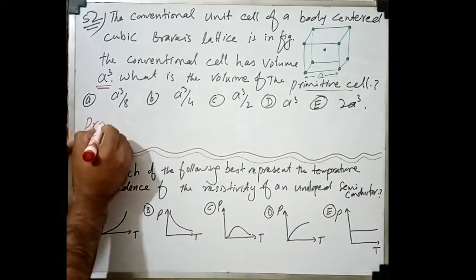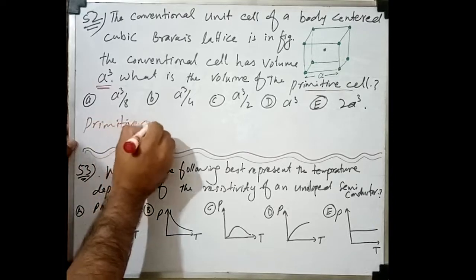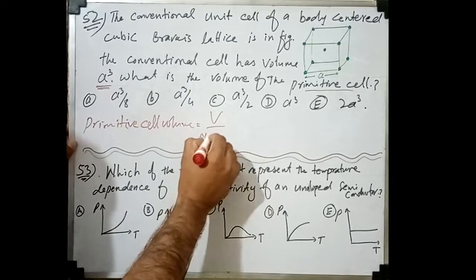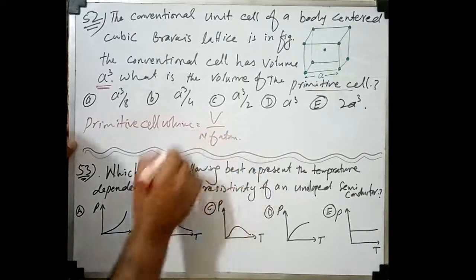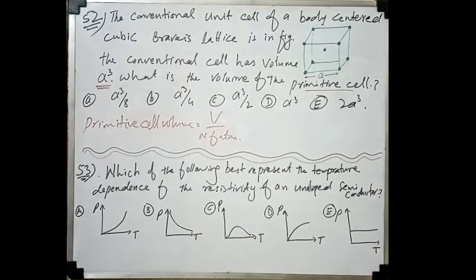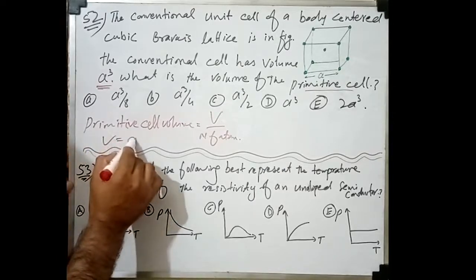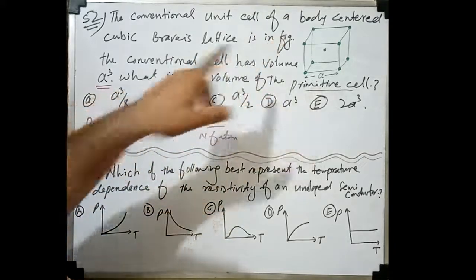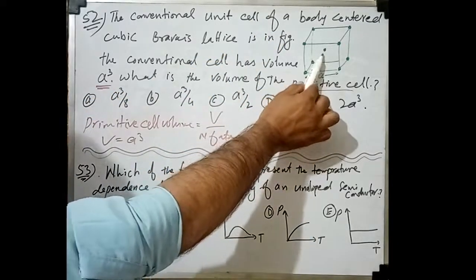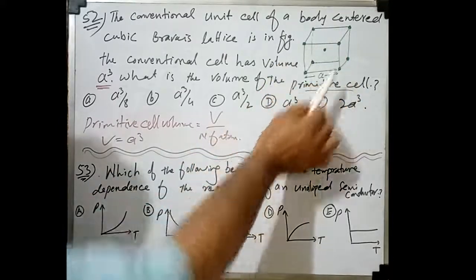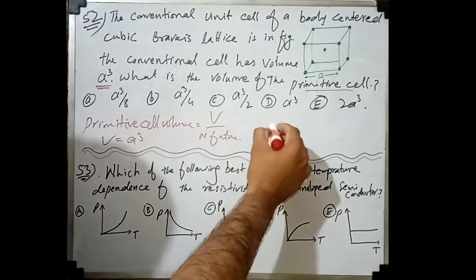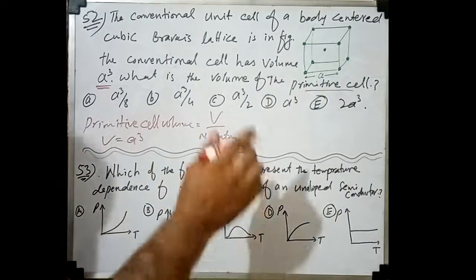Primitive unit cell volume is equal to V over the number of atoms. V is the total volume of the cell, which is given as A cube. We have to find the number of atoms in this body centered cube. One atom is at its center, and there are 8 atoms at the 8 corners, but each atom contributes its 8th part at each corner.